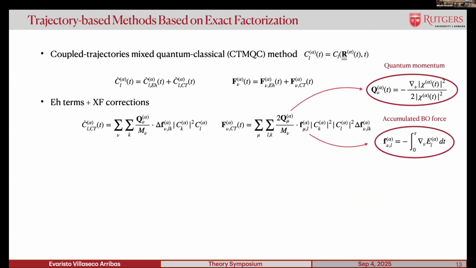So just quickly, how do these terms look? Well, they depend on this Q, which is the quantum momentum. This is where the non-local effects happen, because now for every trajectory alpha, we have a dependence on the full density. So the trajectories should talk to each other, exchange information. And the F, which is the accumulated force.